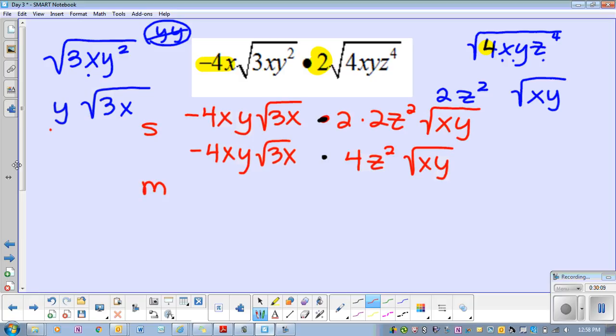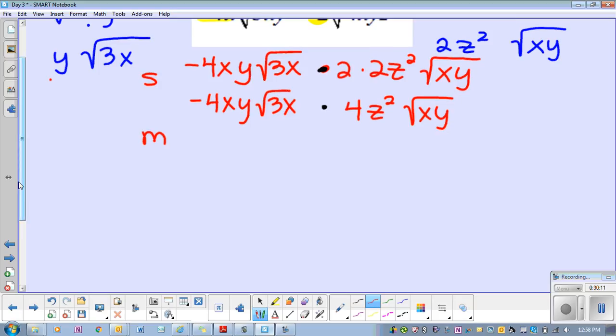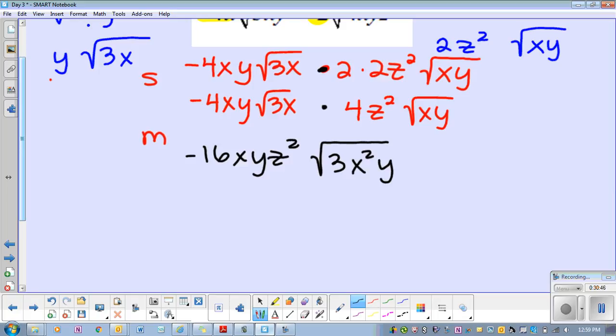Okay? So then multiplying means you're multiplying outside times outside and then inside times inside. Yeah? So outside. Negative 4 times 4 gives me what? Negative 16. X, Y, Z squared. Yeah? Okay. And then inside, what do I have? 3 x squared y. Okay?